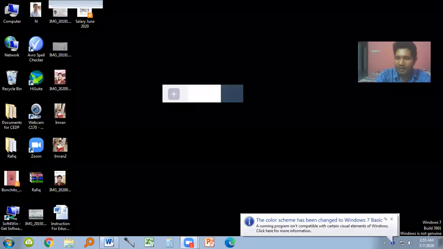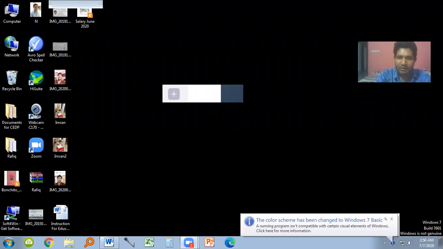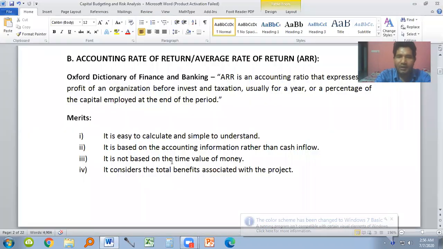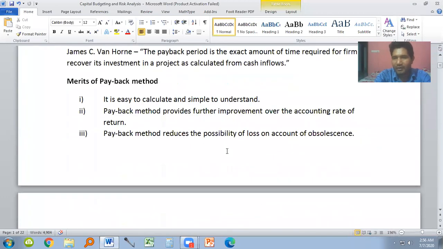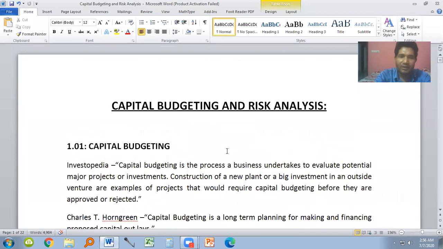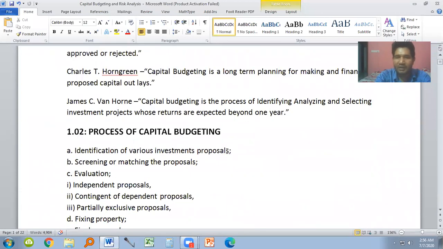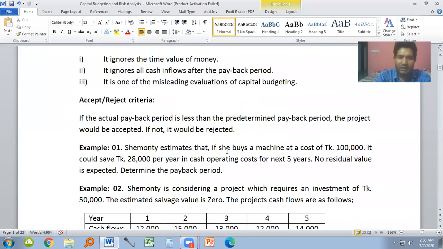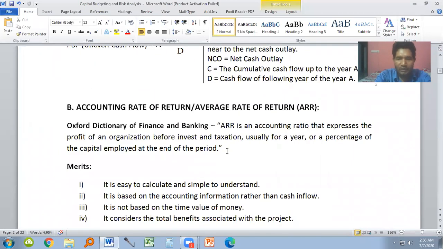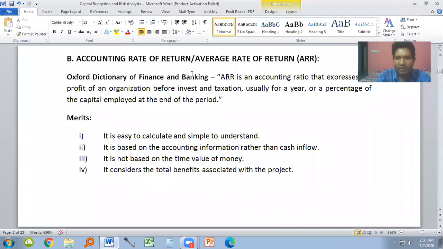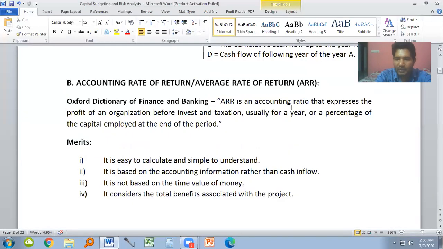Last day we learned about capital budgeting and risk analysis. We already learned about payback period. Now today we will learn about accounting rate of return, or average rate of return, ARR. What is accounting rate of return?